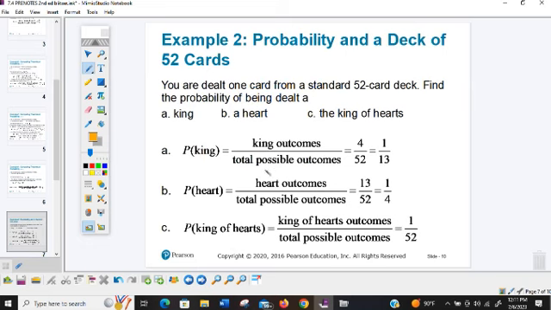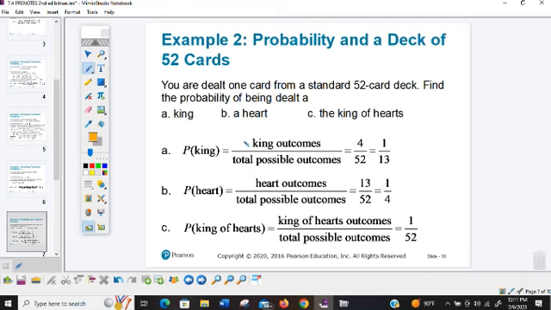Now let's look at one with cards. So you're dealt one card from a standard deck. Find the probability of being dealt. Now if you don't know about cards, you do need to look that up. You can find a picture and print it off online. There are 52 cards in the deck, but you will need to look that up.